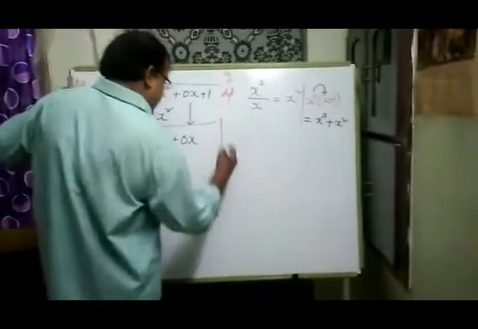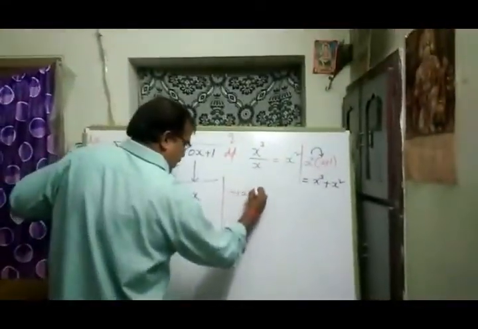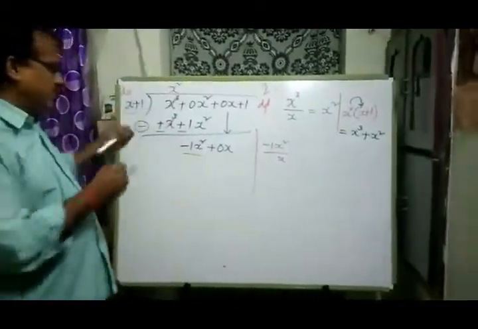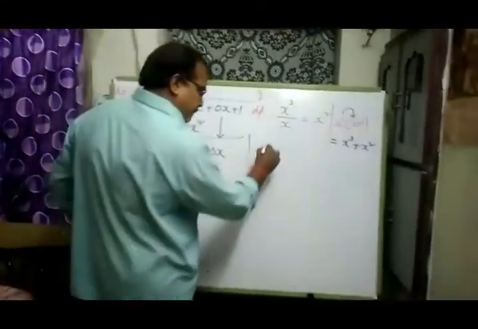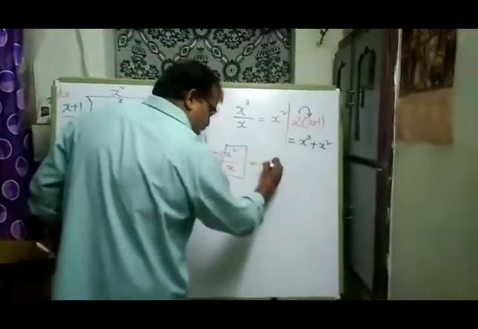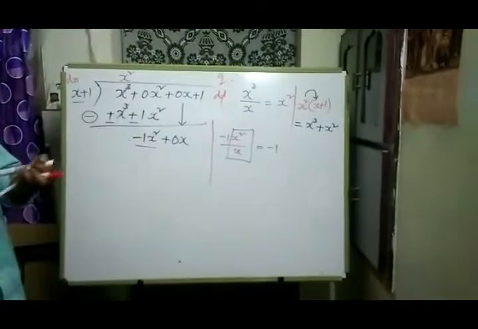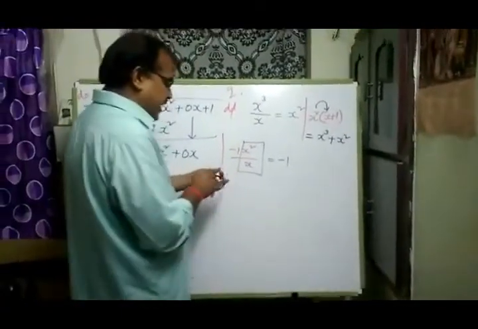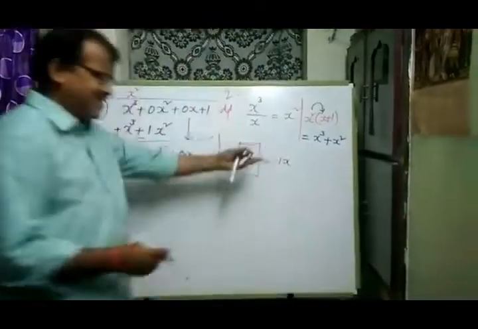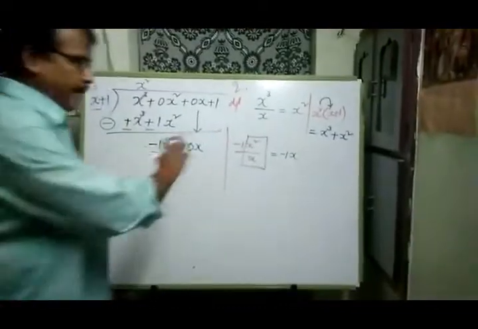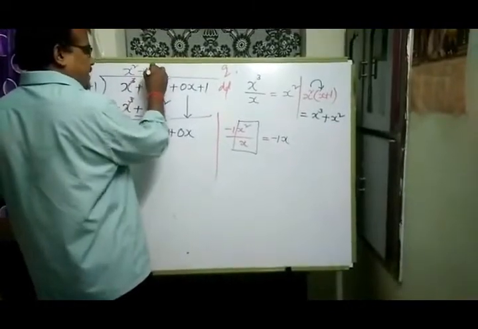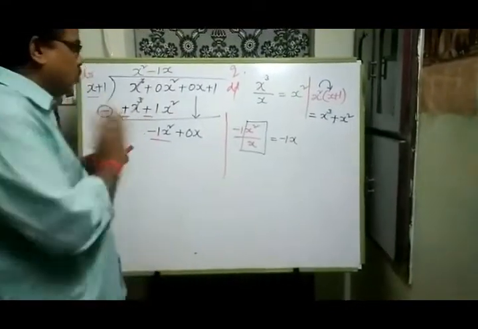Again, we perform division. So first, minus 1x square by x. Minus 1x square by x is nothing but minus 1 by 1, which is equal to minus 1. x square by x, many times we did, x square by x is nothing but x. So minus 1x. We can also call it just minus x. Minus 1x is the partial quotient. That's what I am writing, minus 1x. If you are not writing minus 1 also, no problem.